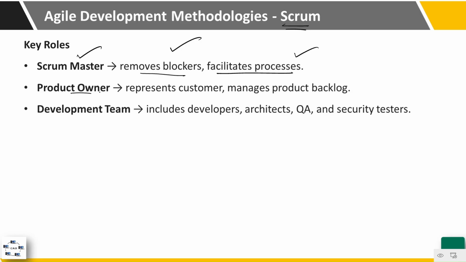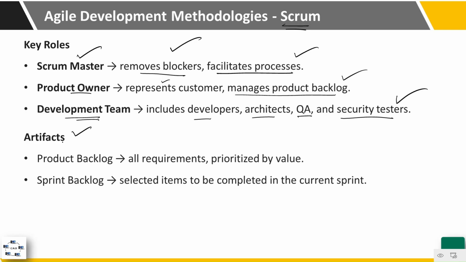Then we have the product owner. The product owner basically represents the customer and manages the product backlog. And then the actual development team. This team includes the developers, the architects, the quality assurance team, and security testers.